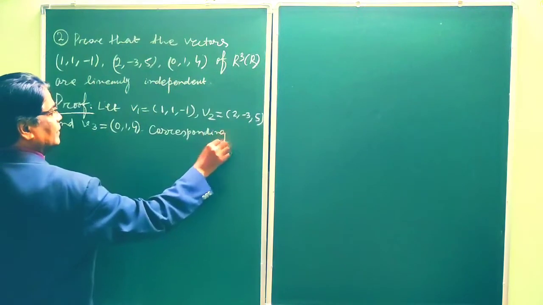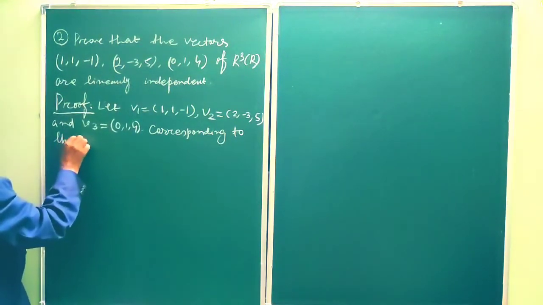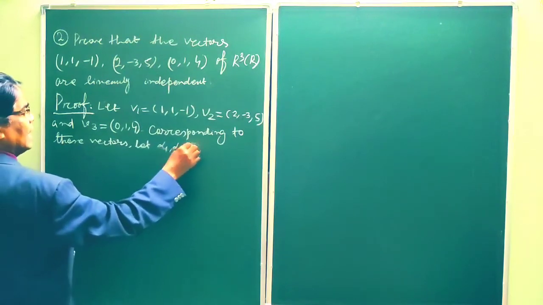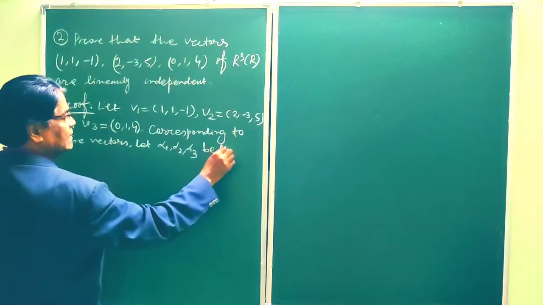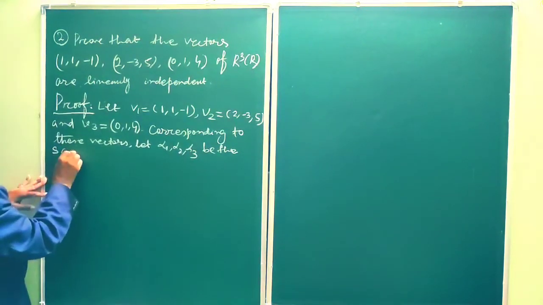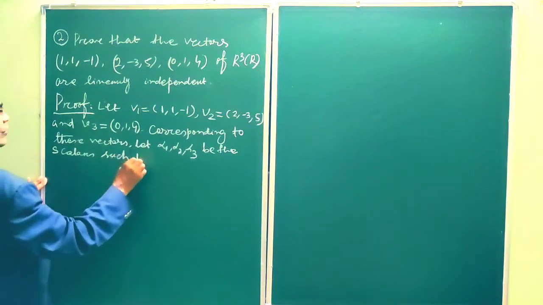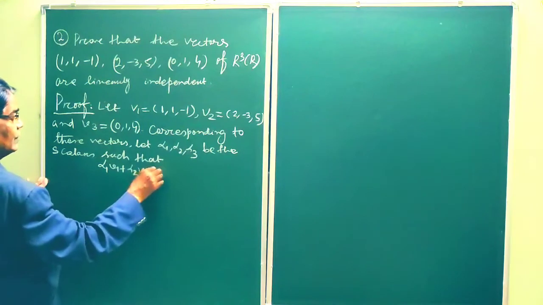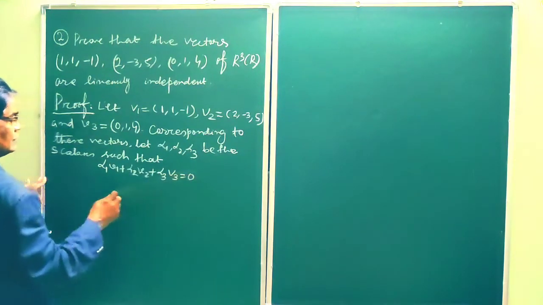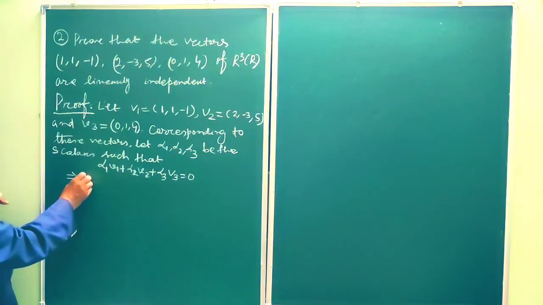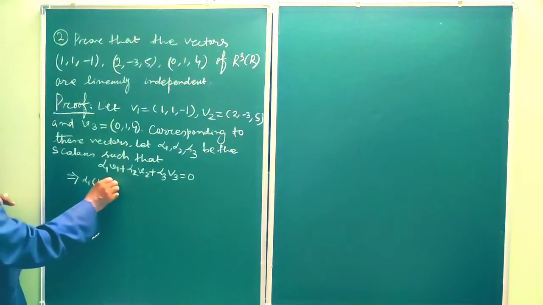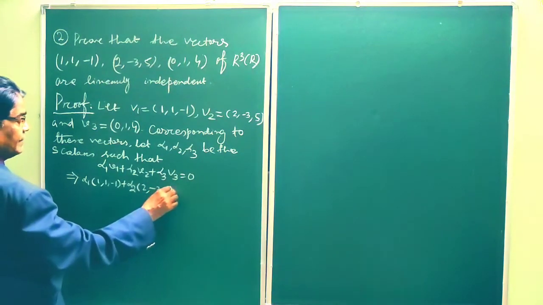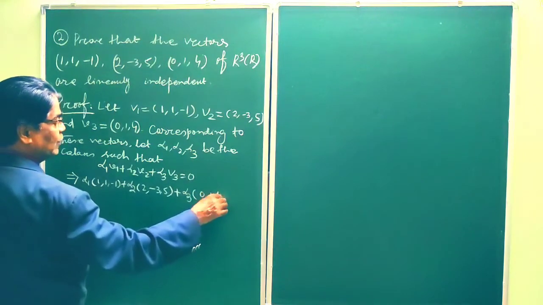Corresponding to these vectors, let alpha 1, alpha 2, alpha 3 be the scalars such that alpha 1 v1 plus alpha 2 v2 plus alpha 3 v3 is equal to 0. Now this implies alpha 1 times (1, 1, -1) plus alpha 2 times (2, -3, 5) plus alpha 3 times (0, 1, 4) is equal to 0.